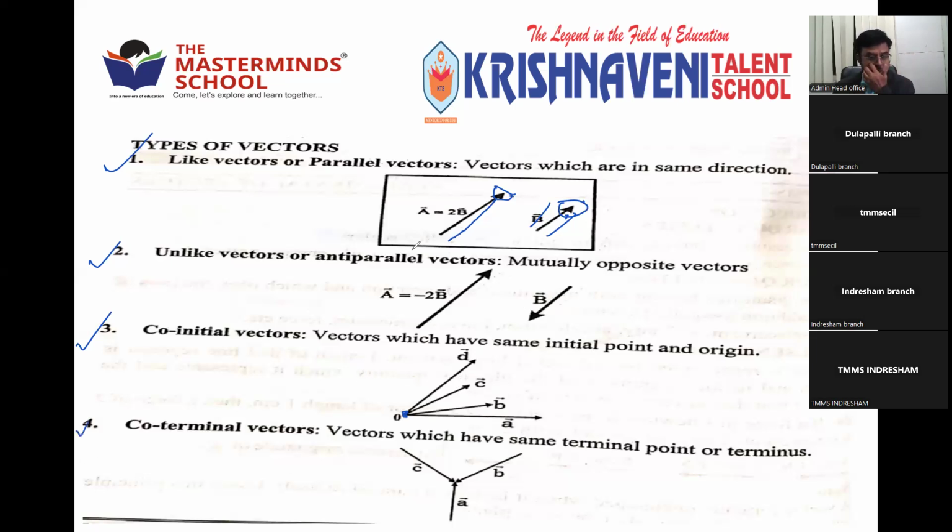Right? Origin is the same. Whereas co-terminal vectors are the opposite: their origins are somewhere else, but they come and meet at the same destination. Terminal is the same, ending point is the same. If the starting point is the same, they are called co-initial. If the ending point is the same, they are called co-terminal vectors.